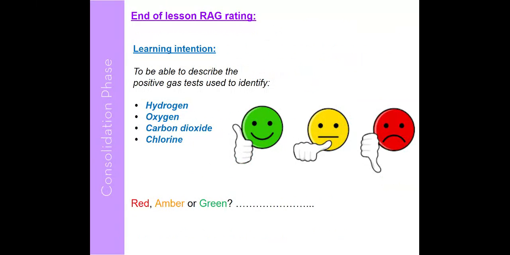Okay, so finally, like we always do, I'd like you to complete your lesson RAG for your learning intention. So you needed to be able to describe the positive gas tests for hydrogen, oxygen, carbon dioxide, and chlorine. Are you red? Are you amber? Or are you green?